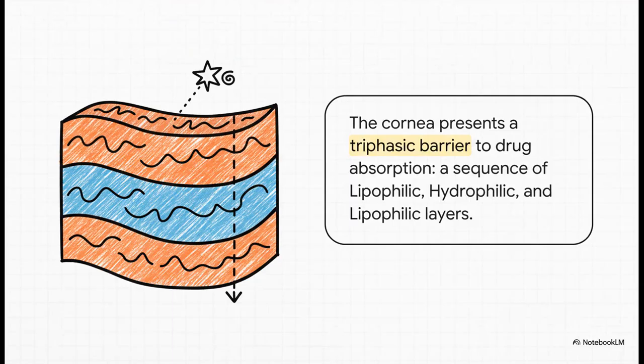You know, it's easy to think of the cornea as just a simple, clear window, but it's actually this incredibly sophisticated, multi-layered barrier. The outer layer, the epithelium, is fatty or lipophilic. Then you hit the middle stromal layer, which is watery, hydrophilic. And finally, the inner endothelium is fatty again. So for a drug to get through, it has to have the right chemical passport to navigate this whole sequence.